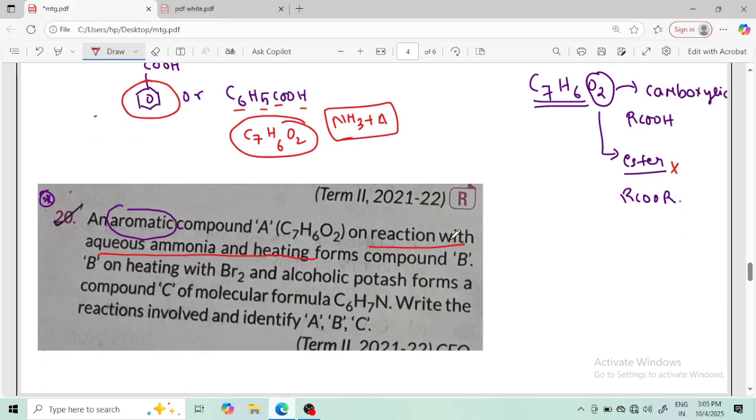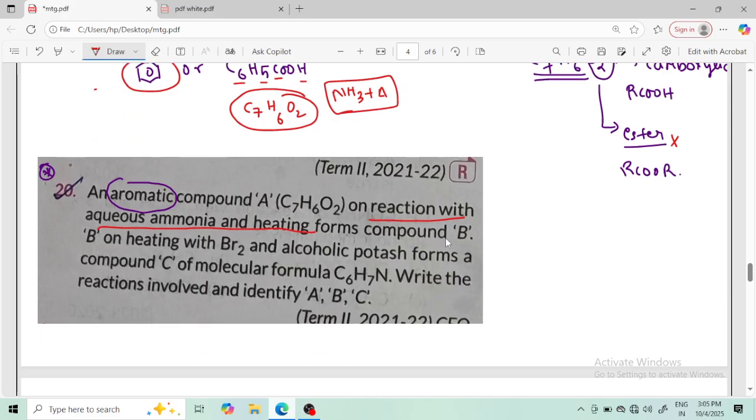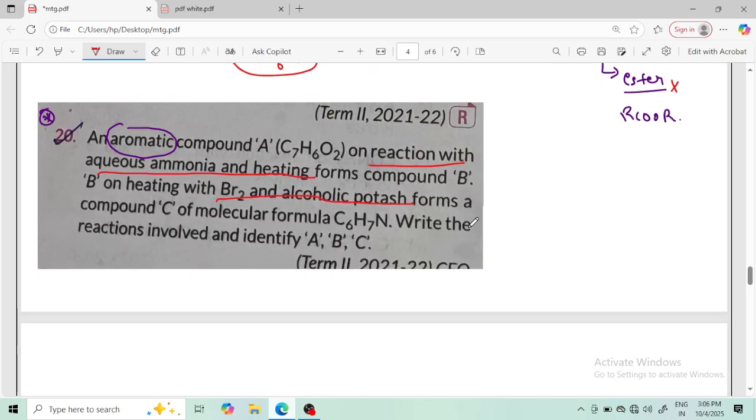So from here I got the hint. Then they are saying that it is reacting with Br2 and alcoholic potash. So what is Br2? And potash means what? Potassium. And alcohol means OH will be there. So definitely, because for alcohol the functional group is OH, right? So they are definitely talking about Br2 and KOH, right? So from there I got the idea that it's definitely the first reaction, like this one.